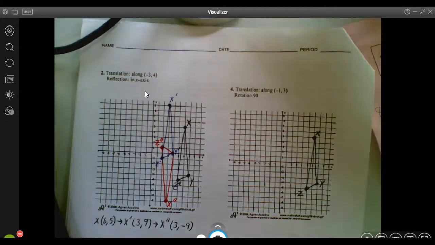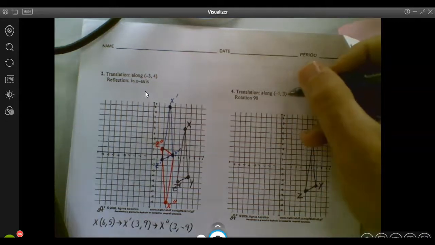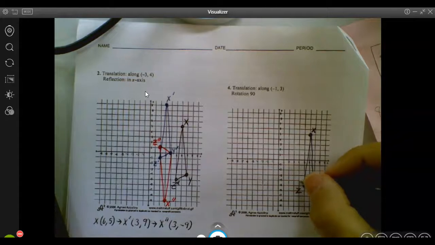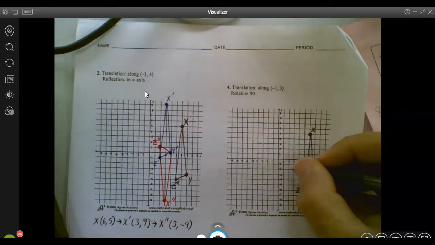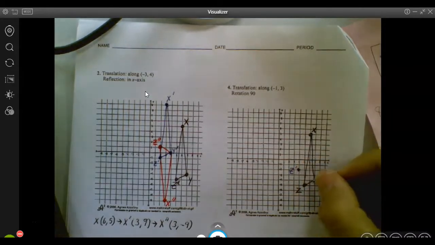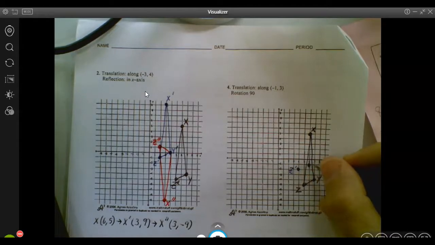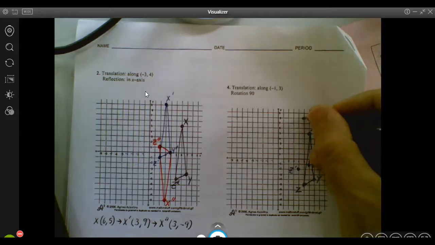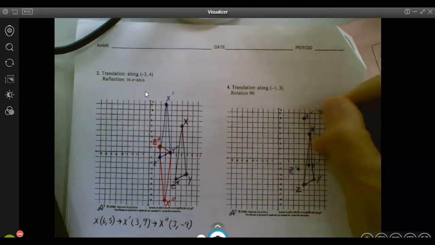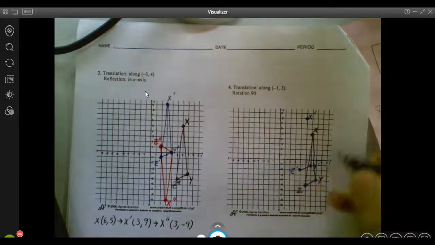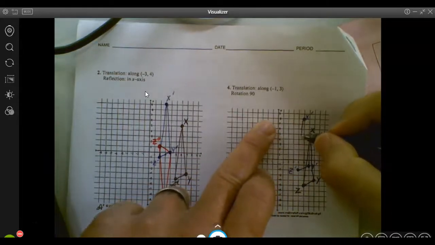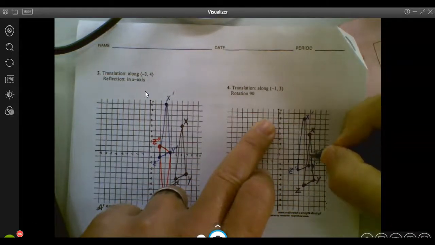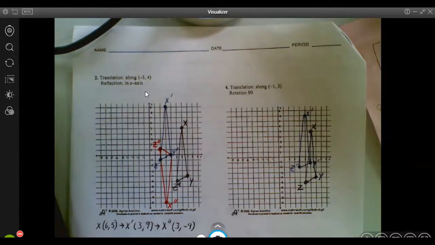So let's go to the blue one first. We're going to go left 1, up 3 for each of these. So after we do that shift, that translation, that's where we're at. So that whole graph just went left 1 and up 3. Now I'm going to rotate at 90. Again, these are the ones I recommend knowing the rules for.